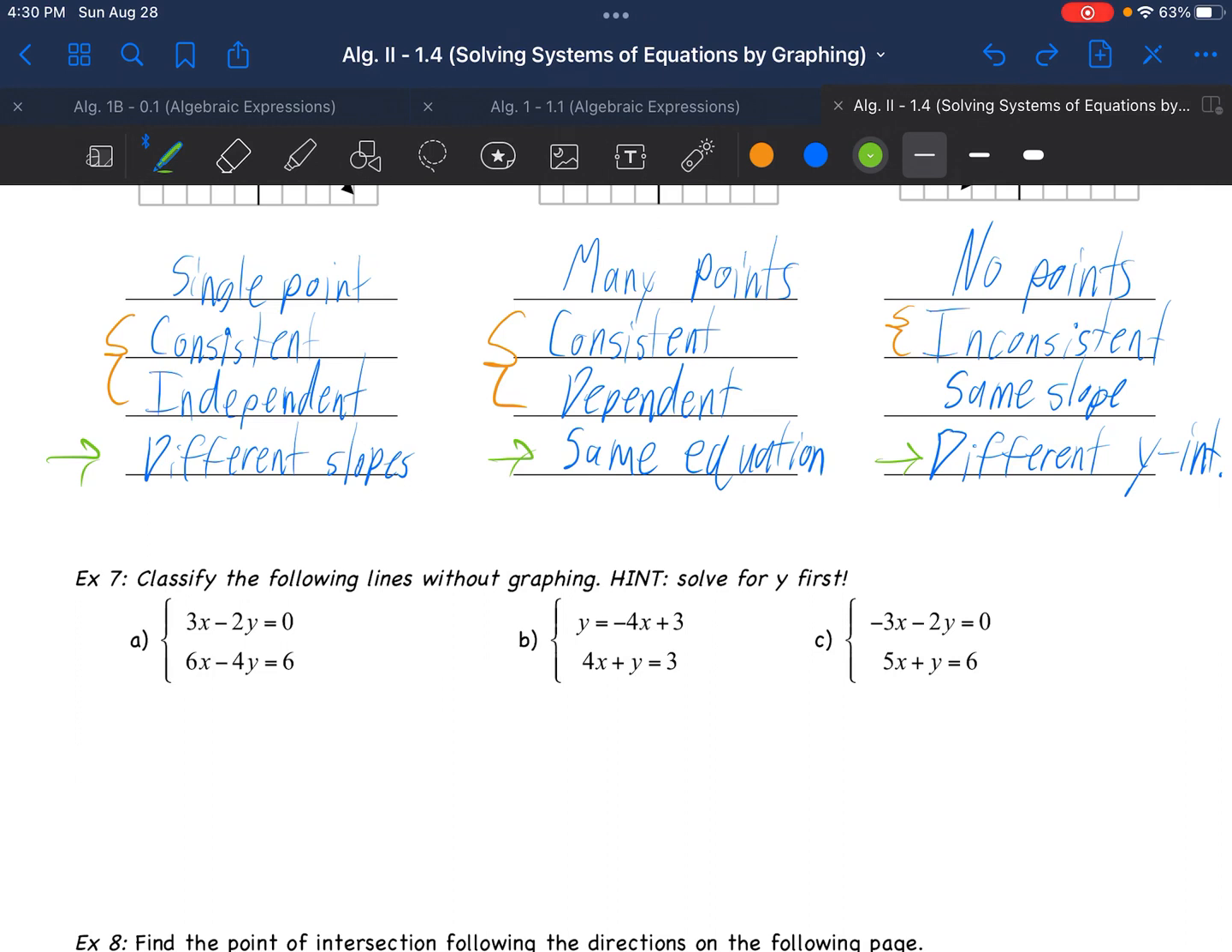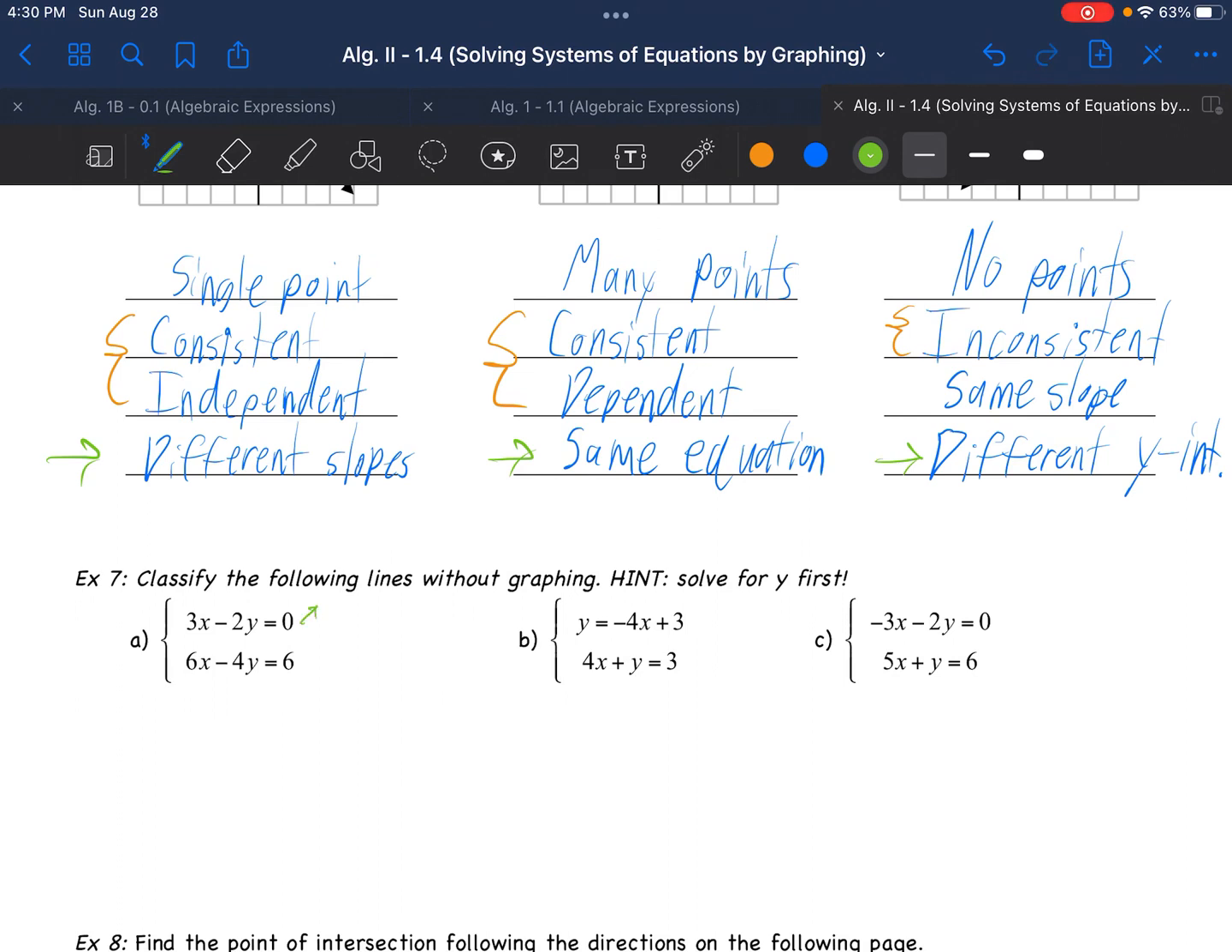So on letter A, we'll start with these two systems, but there's a hint. Solve for y first. I'd encourage you to work on solving for y and putting your guess as what you think the system is before continuing on with the video.